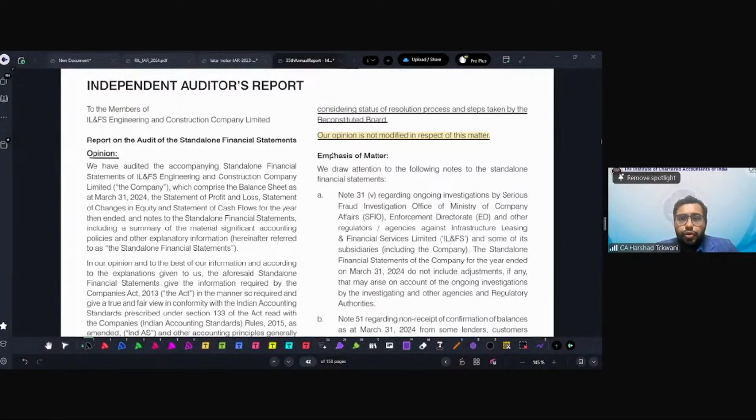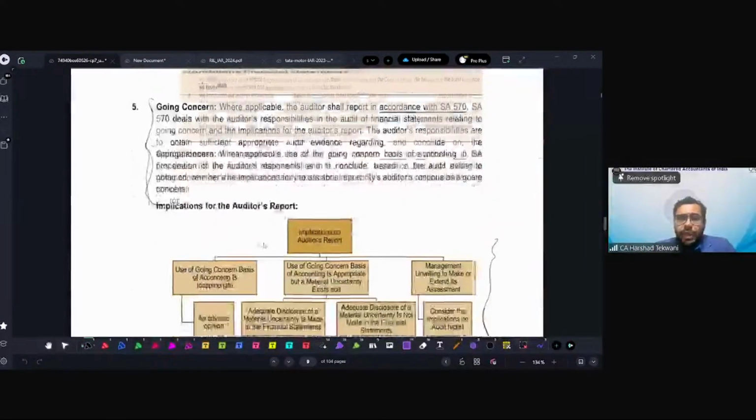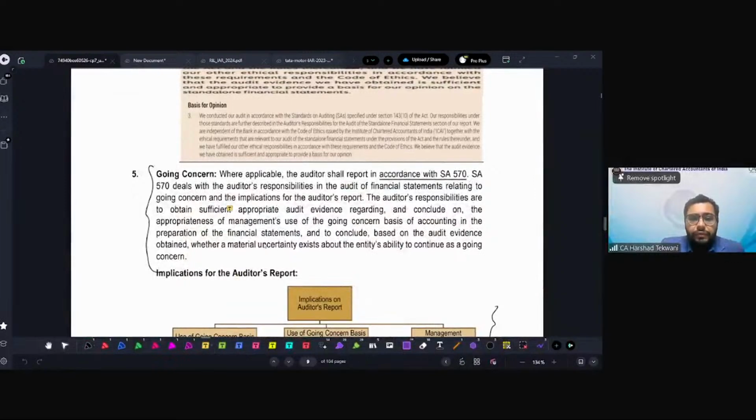Okay. So if we go to the study material also, we discuss the basis of opinion, then we discuss the going concern paragraph. This is already covered here as per SA 570.